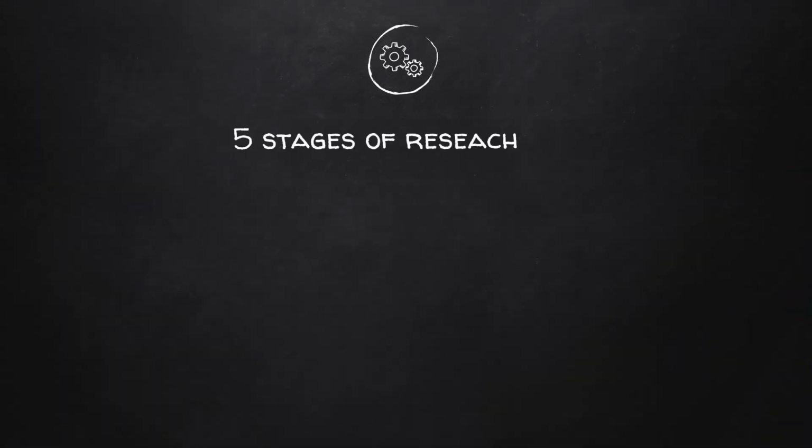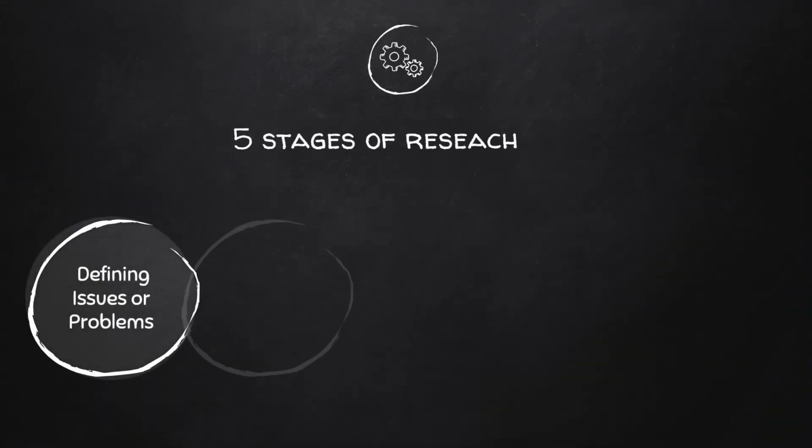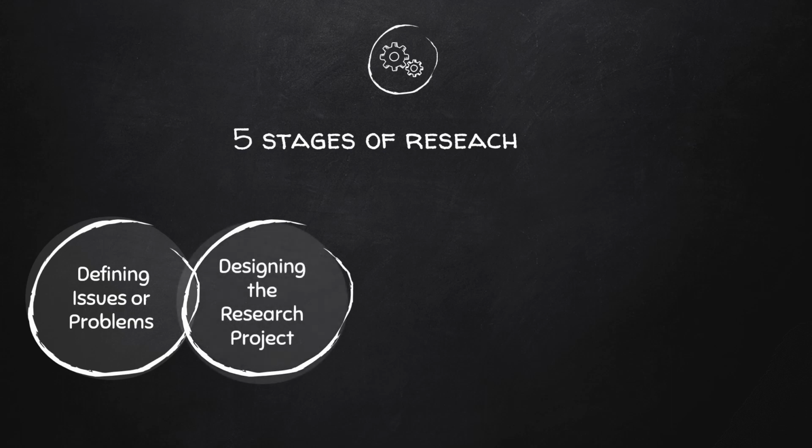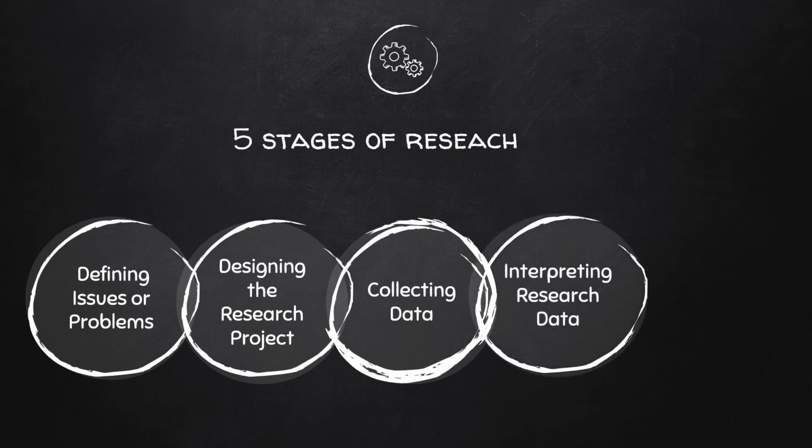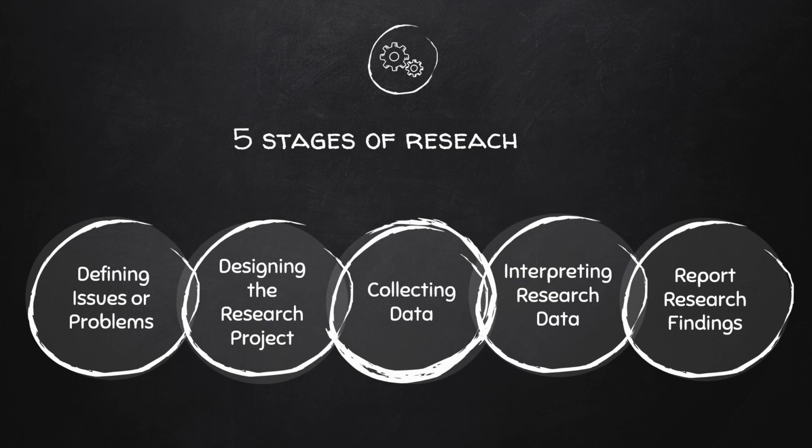Research usually begins with defining the issue or the problem. Then the second step is designing the research project. The third step is collecting data. And the fourth step is interpreting the research data that you collected. And finally, report research findings. And this is very important, because reporting your research findings will depend on the goal of your research, why you're conducting research, and what is the aim of your research.